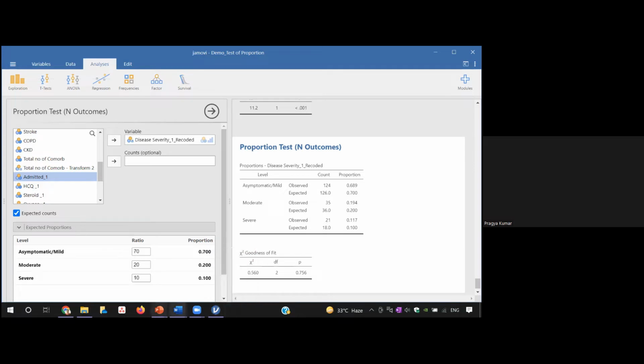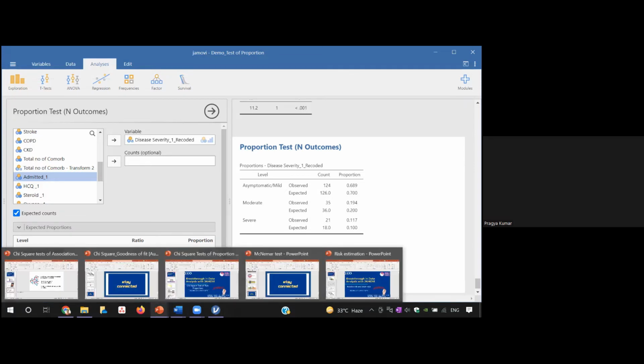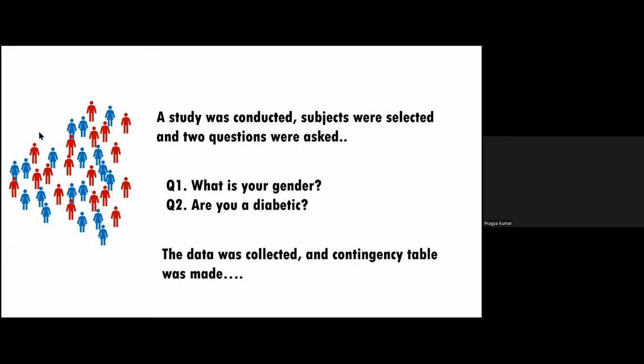So I'm going back to the chi-square test of association. I was here. You assume all these samples to be part of your study sample. I have conducted a study and I have asked only two questions from these study subjects: what is your gender, and are you diabetic or not? So I have collected the data and made a contingency table.